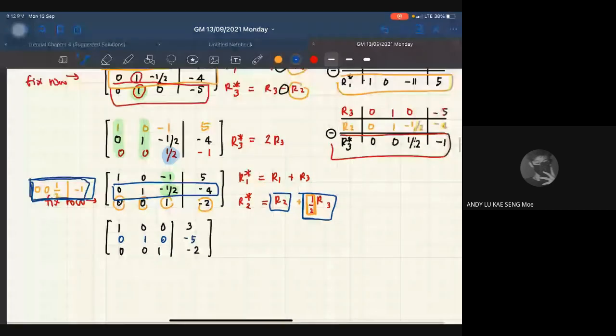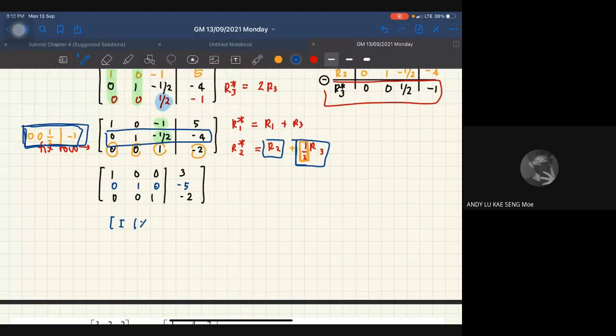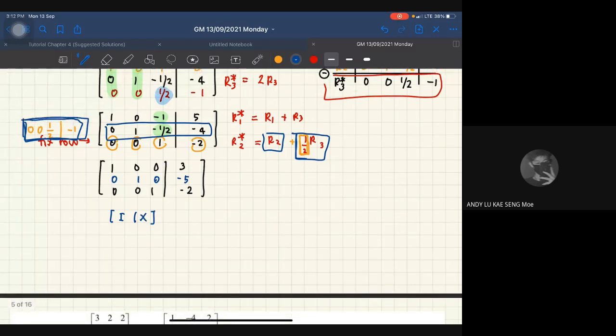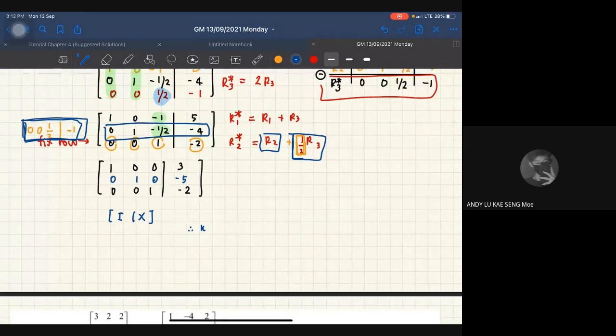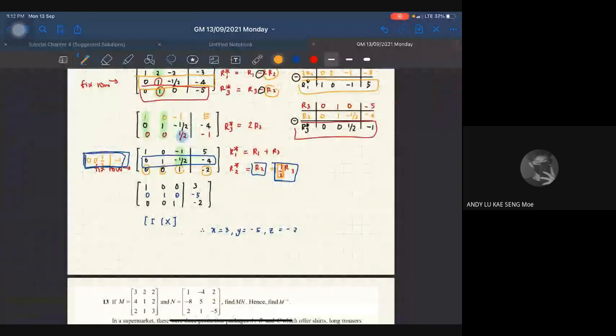Okay, so dah siap. Dah jadi reduced augmented matrix. Okay, so sekarang awak dah ada identity on the left side and then you have your x on the right side. Okay, so again, awak tak boleh tinggalkan jawapan awak macam ni. So awak mesti sebut balik. Awak tulis balik. What is your values for x, y and also z. So kalau tengok dekat sini, x kita is 3, y is negative 5, z is equals to negative 2. Okay, settle. Akhir sekali.